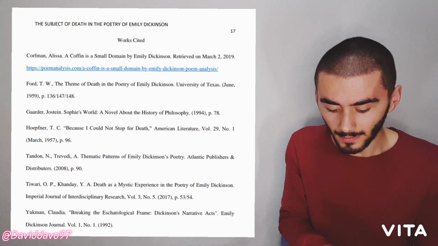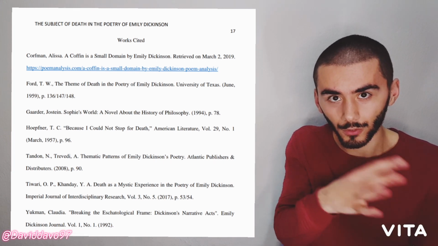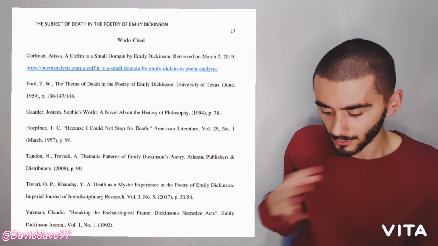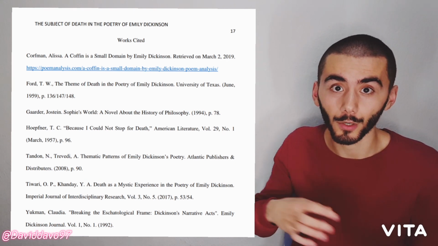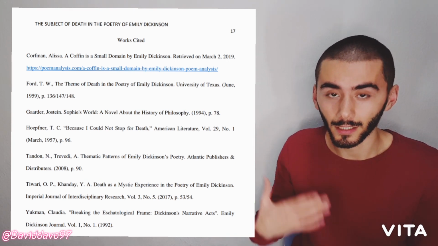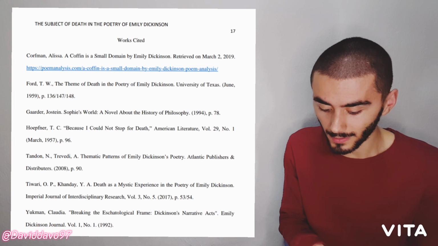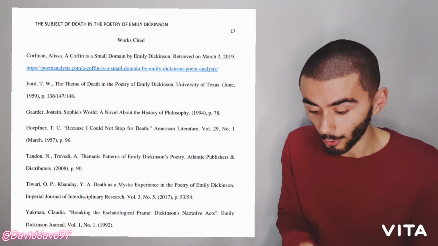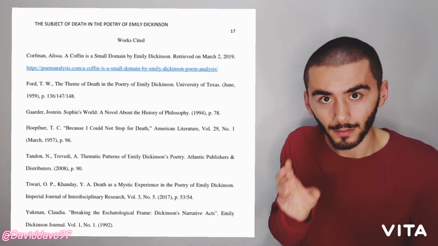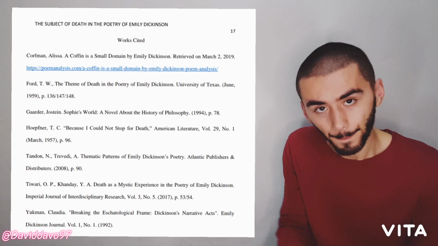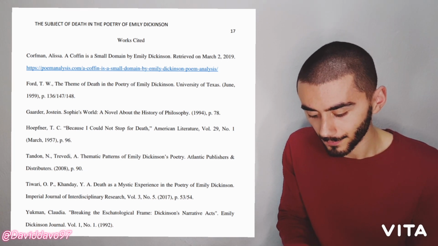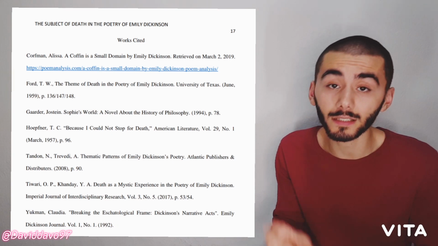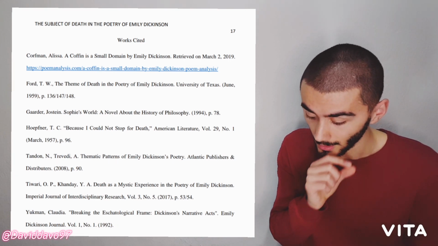Kaufman, this is how you then restate what you wrote in the citation part in the research itself and turn it into a full reference where people would go, whether it's a link or an article. Now the first one is an example of a link retrieved from online. Kaufman, Alyssa. Her name is Alyssa Kaufman, but you would first use the last name, a comma, then the first name. A Coffin Is a Small Domain by Emily Dickinson. This is the title of the article.